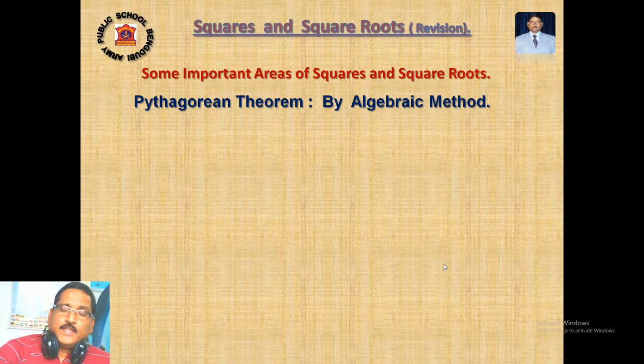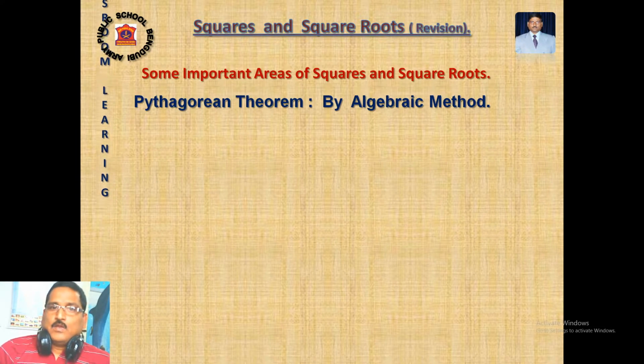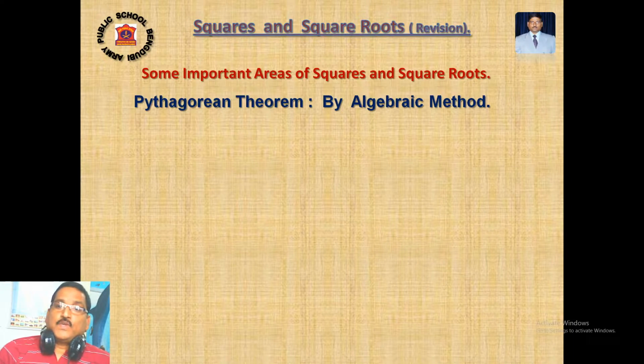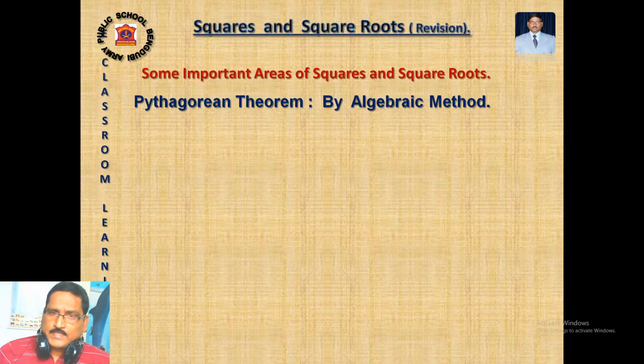Now, earlier we performed an activity on the Pythagoras theorem. We proved it with the help of some paper cutting. Now, in the algebraic method also we can prove the Pythagoras theorem. The Pythagoras theorem is: a square plus b square is equal to c square, or with any alphabet, x square plus y square is equal to z square. Through an algebraic method, how can I prove it? Let's see.